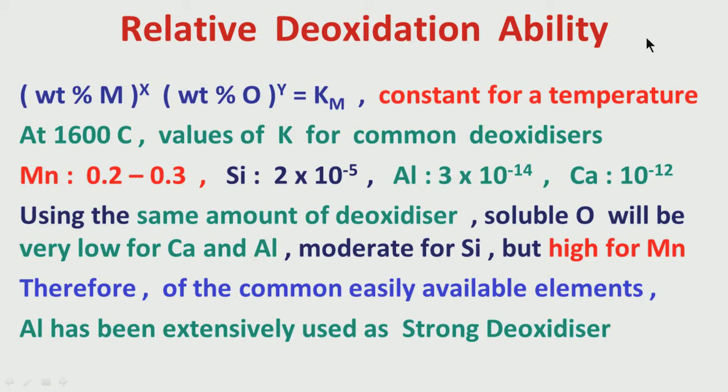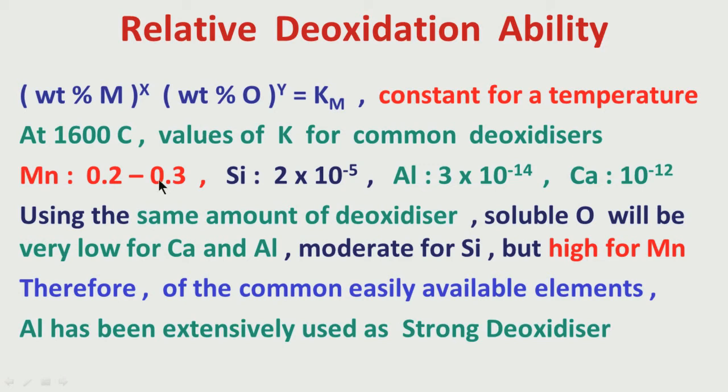Unlike with manganese, you cannot get a very low amount of dissolved oxygen in liquid steel. It will be very high, maybe more than 100 ppm, maybe 150 ppm. So, manganese deoxidation is not very effective. Silicon is better than manganese, maybe you can get 40 ppm. But for aluminum and calcium, you can get a value of less than 5 ppm. These can all be calculated using this particular relationship at a particular temperature.